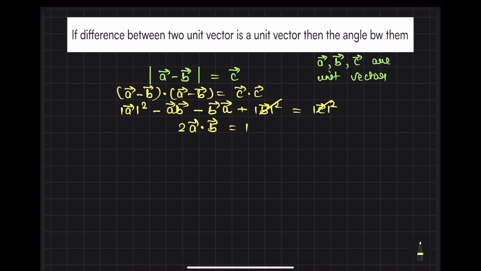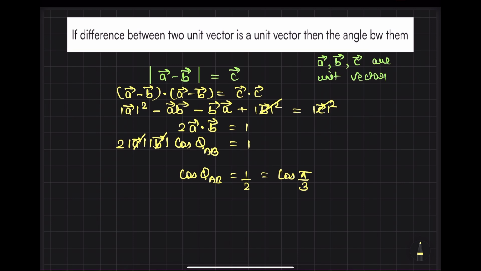Now what are we supposed to do? We need to find out the angle between A and B. Let's break down this part. So can I write 2 times mod A mod B, and then cos theta AB, meaning the angle between A and B, equals 1. So it is 1, it is 1. So can I write cos theta AB equals 1 by 2, and cos produces 1 by 2 at what? 60 degree, pi by 3. So can I say that the angle between vector A and vector B is pi by 3.